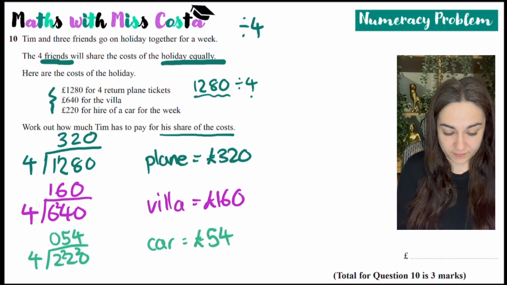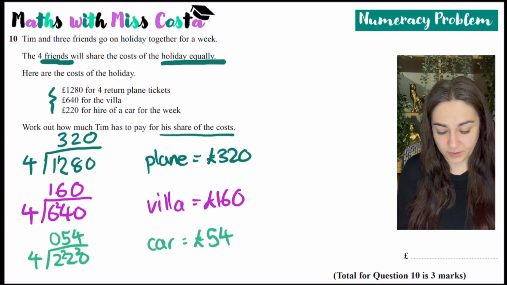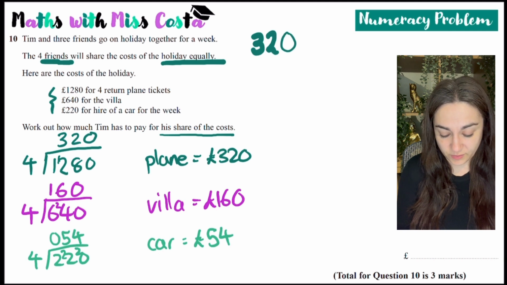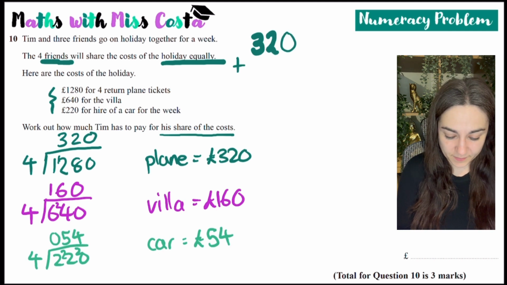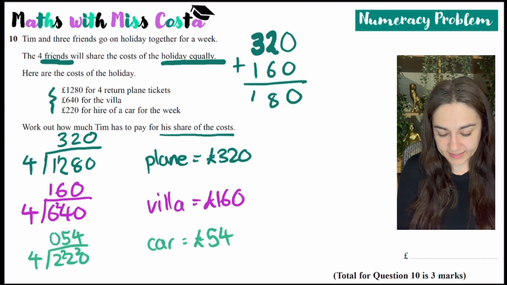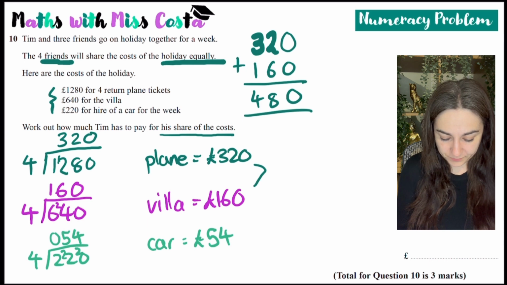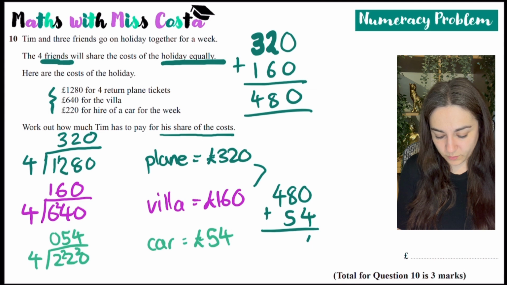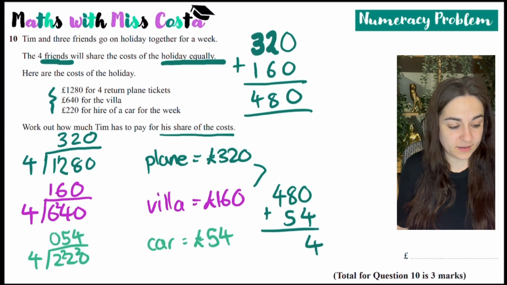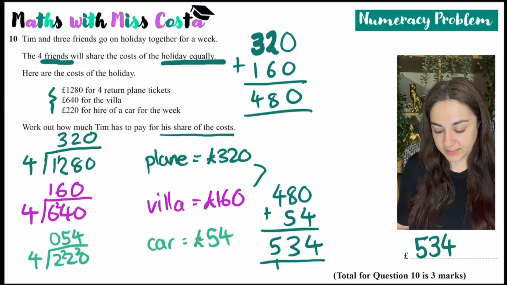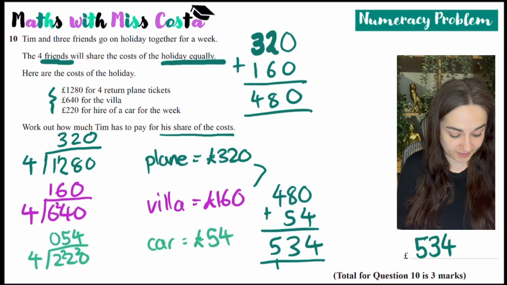Now we have to add all of these together. You can add it bit by bit, or you can add it all in one go. Generally, it's safer to just add 2 things. So let's add these 2 together. 320 plus 160 is going to give me 480. And then 480 plus 54 gives me 4, 8, 9, 10, 11, 12, 13. And 4 plus 1 is 5. So in total, Tim has to pay £534 for his share of the costs.